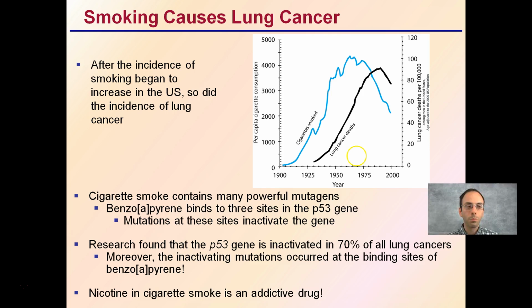However, when we look at this data, looking at cigarettes smoked and lung cancer deaths, we do see a definite correlation. After the incidence of smoking began to increase in the United States, so did the incidence of lung cancer. Cigarette smoke contains powerful mutagens. Benzopyrenes bind to three sites of the p53 gene. These mutations at these sites inactivate the gene. Research has found that the p53 gene is mutated in 70% of all lung cancers. So this is showing this correlation here.